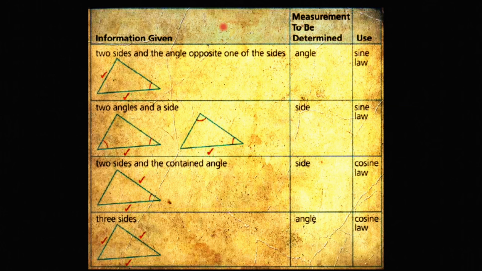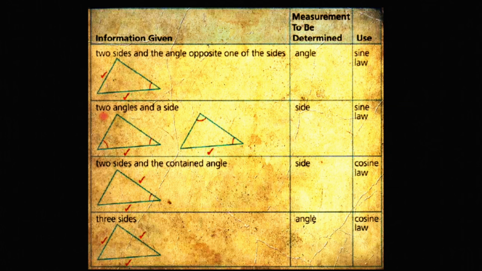Okay, let's look at this table. This column is the information given. This column is the measurement to be determined. This is whether to use the sine law or cosine law. If two sides and an angle opposite one of the sides are given, so these two sides are known and this angle is already given, and we want to determine an angle, for example this angle, we use the sine law. Because sine of this angle over this length equals sine of this angle over this length. We know three measurements, so we can determine the fourth measurement.